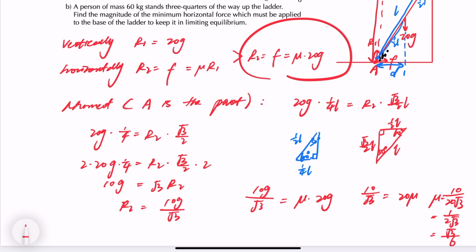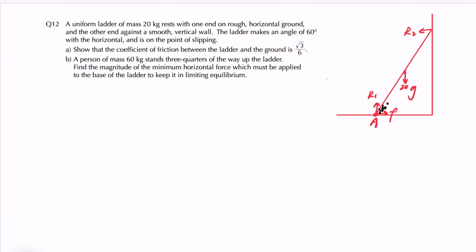Let's move on to part B. Alright, for part B of the question it says, a person of mass 60 kilograms stands 3/4 of the way up the ladder. That is the 60g. Find the magnitude of the minimum horizontal force that must be applied to the base of the ladder to keep it in limiting equilibrium. It seems like the ladder is going to slide towards the left-hand side unless we apply a force at A towards the right-hand side.